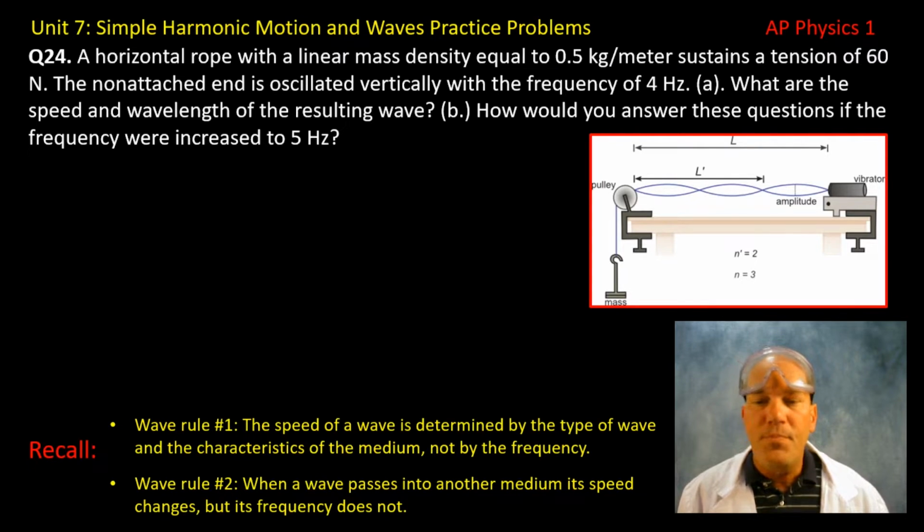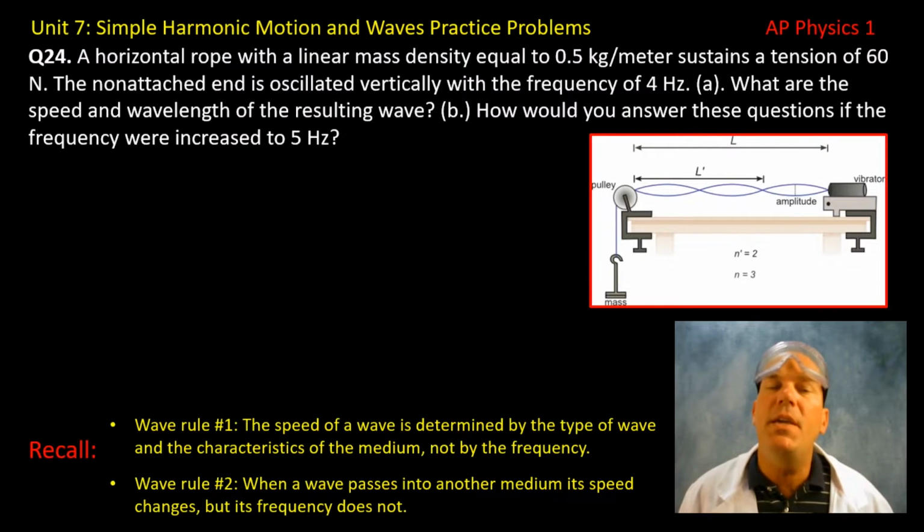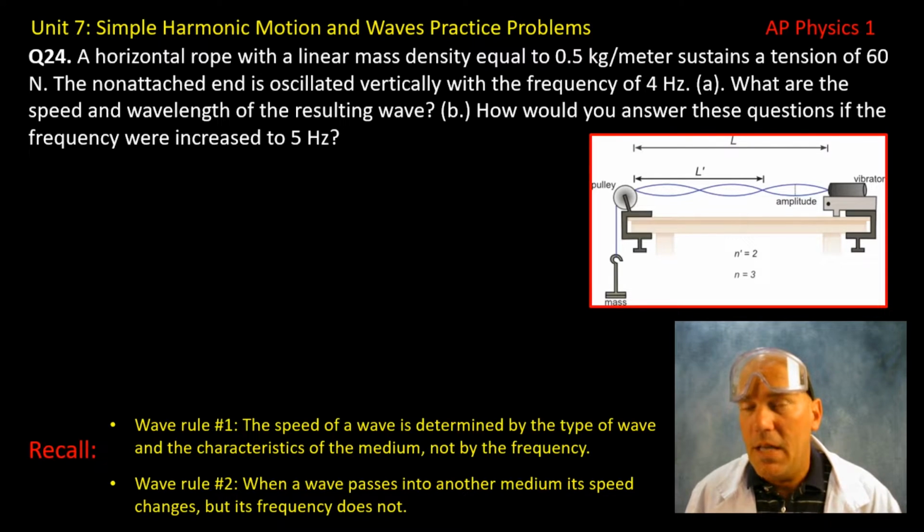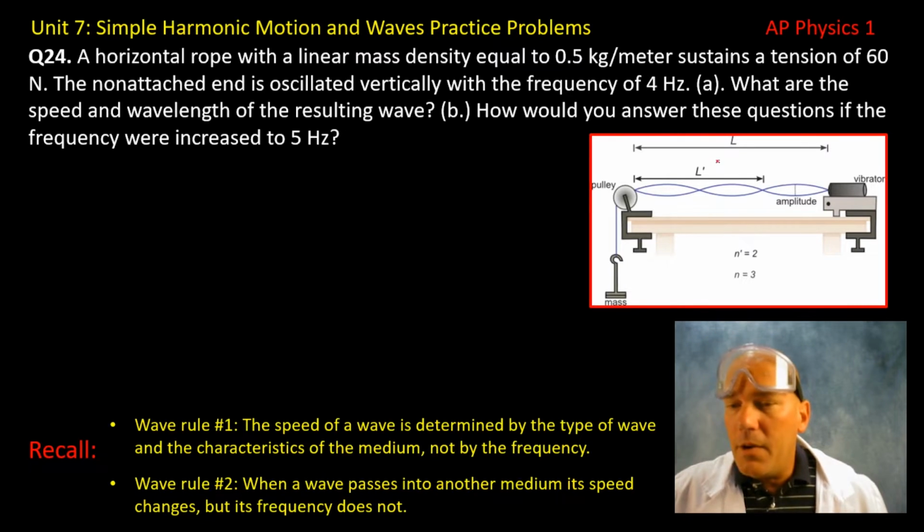Let's take a look here at these 2 wave rules which were in the preceding facts. First, the speed of a wave is determined by the type of wave and the characteristics of the medium, not by the frequency. And wave rule number 2, when a wave goes into a new medium, its speed changes, therefore its wavelength changes. However, frequency, again, does not change. Now let's look at the schematic diagram here. And if we have not gotten to this lab yet, this is exactly what we're going to be doing.